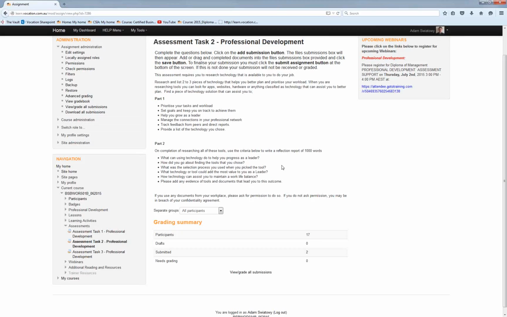So you've got 6 or however many tools you'll list in part 1. Tell me how you went about finding each of those tools in this one for this question.